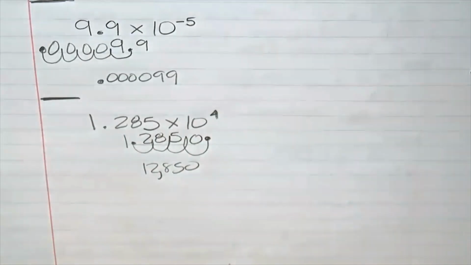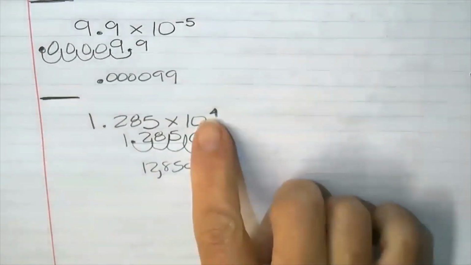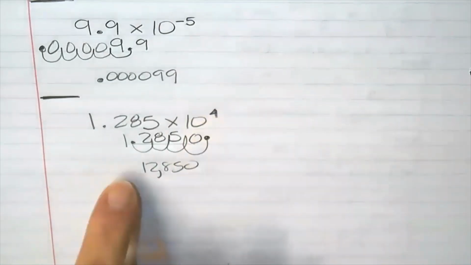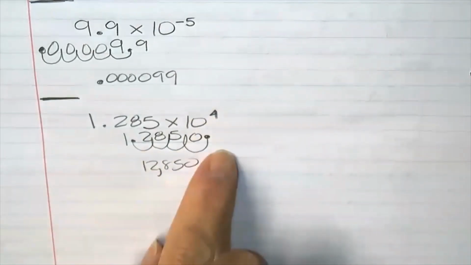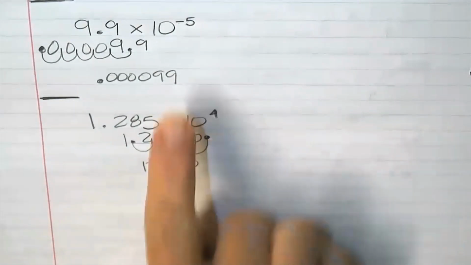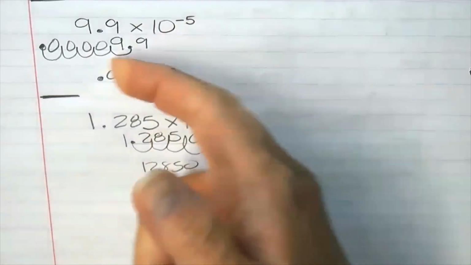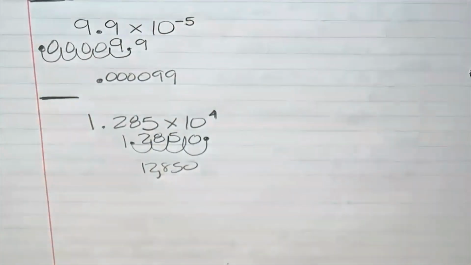So that's what we're doing today. The first thing you ask yourself is, is it written in scientific notation? Then, if it's a positive exponent, you're moving your decimal point to the right. And if it's a negative exponent, you're moving your decimal point to the left. That's what we're doing today.